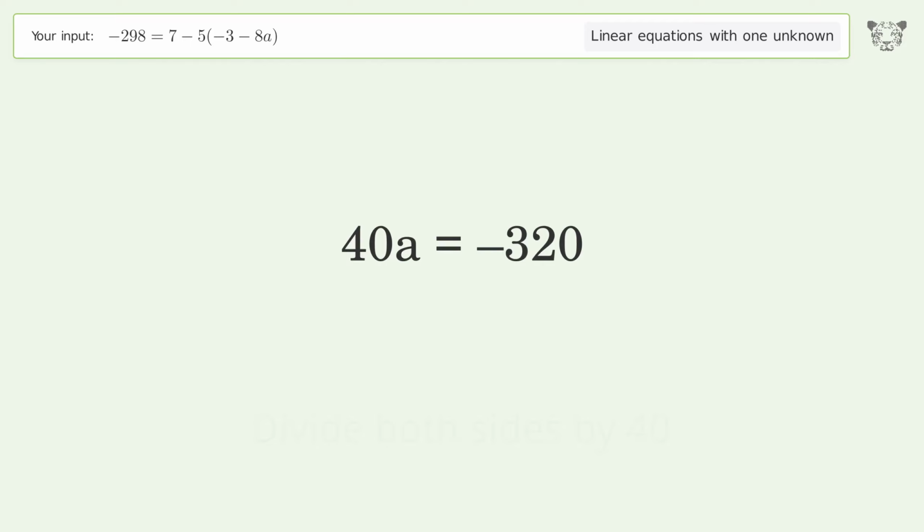Swap sides. Group all constants on the right side of the equation. Subtract 22 from both sides. Simplify the arithmetic.